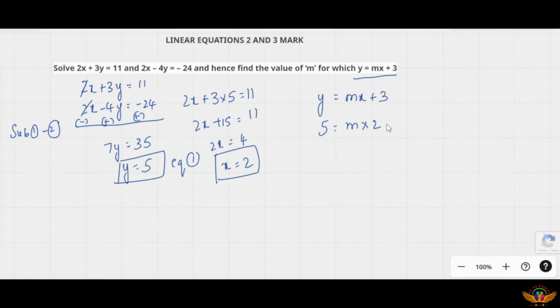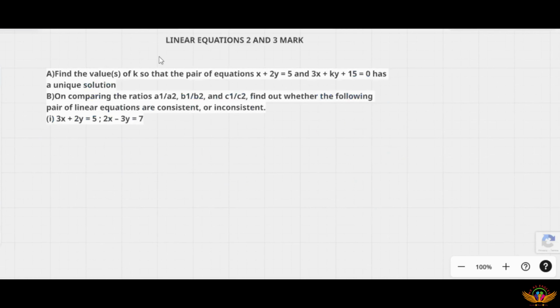X value is 2 plus 3. So 2m is equal to 5 minus 3. 2m is equal to 2 and m is equal to 2 by 2, that is 1. This is how you can find out by any of the methods. Let us move to the last question.